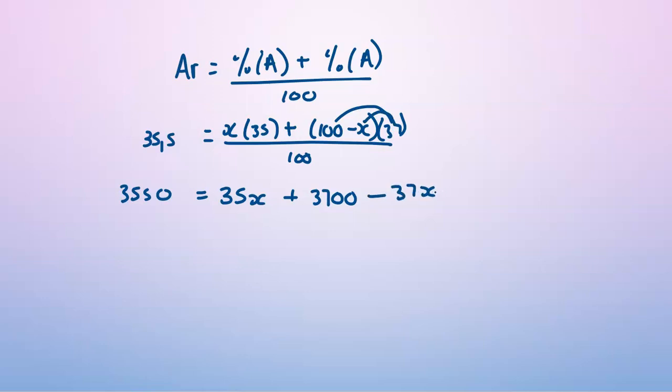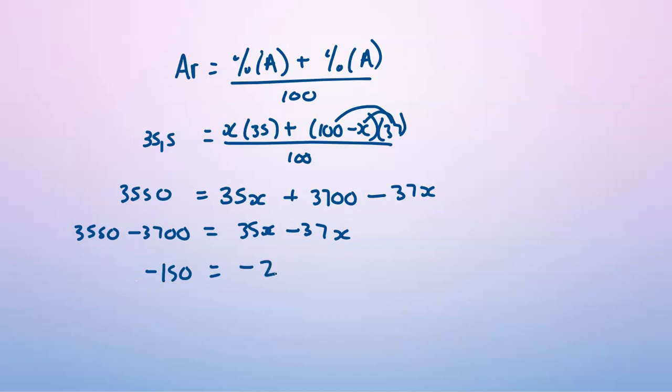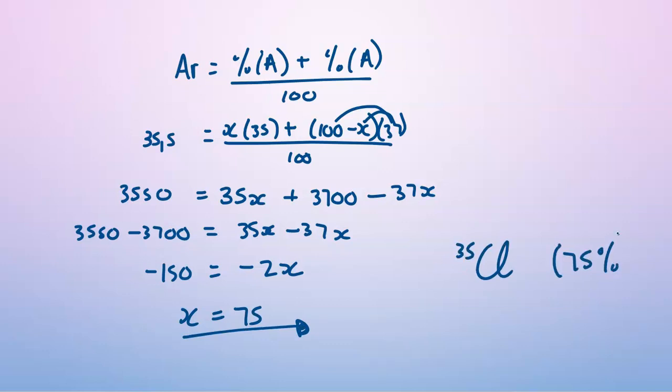Okay, now it's a normal linear equation. I'm going to move the 3700, and I'm going to keep the x's together. Then I am simplifying with my calculator. I get a value of minus 150, and on the right hand side I get minus 2x, and if I divide, I get x equals 75. So chlorine 35 accounts for 75% of the isotopes, where chlorine 37 will account for the rest, which is 25%.